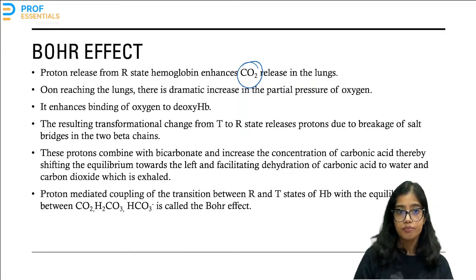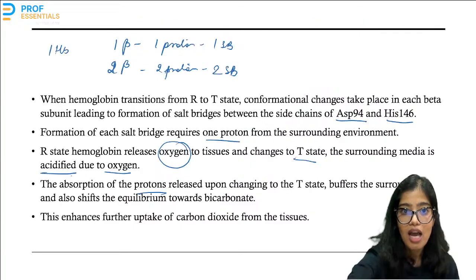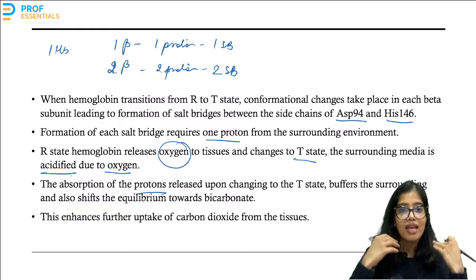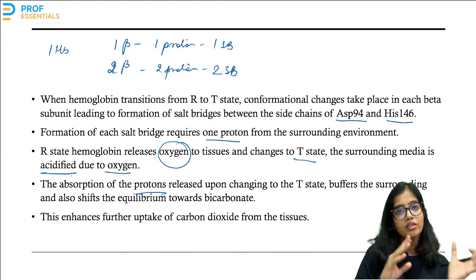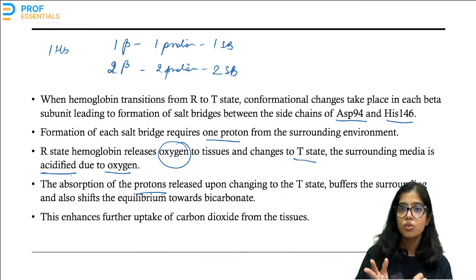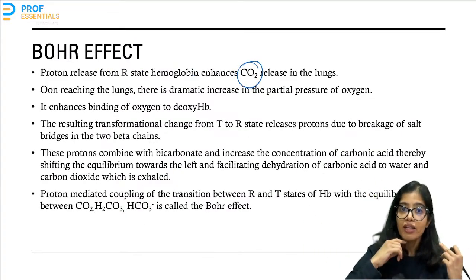Now, what will happen is these protons that are released will combine with bicarbonate and increase the concentration of carbonic acid. The equilibrium is going to now shift towards the left. And now the carbon dioxide is going to get released. It is going to increase in concentration and then it is going to get exhaled. Understood? So the equilibrium earlier at the level of tissues was shifted towards bicarbonate, but the equilibrium here at the level of lungs is going to get shifted towards carbon dioxide and it is going to get exhaled.